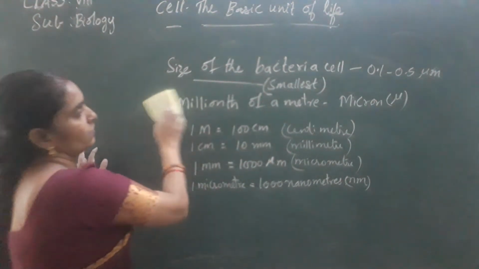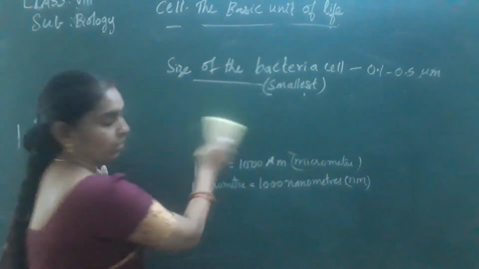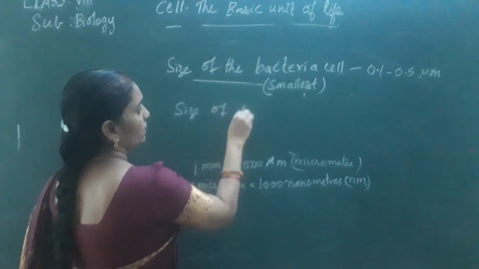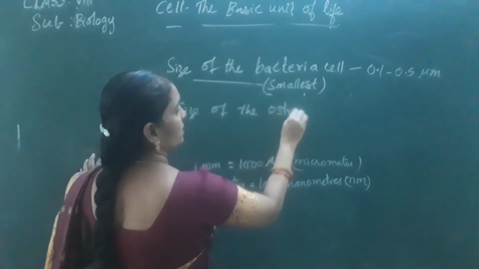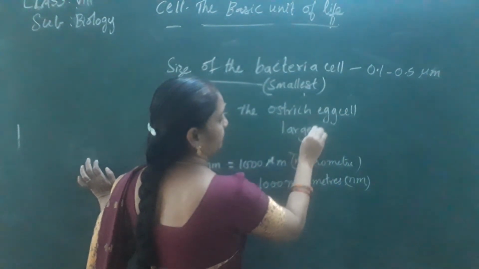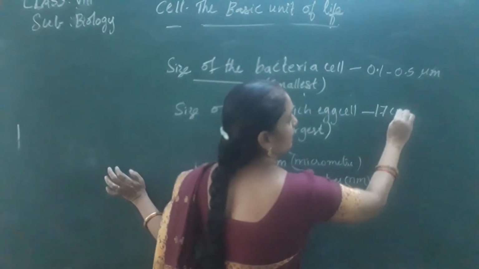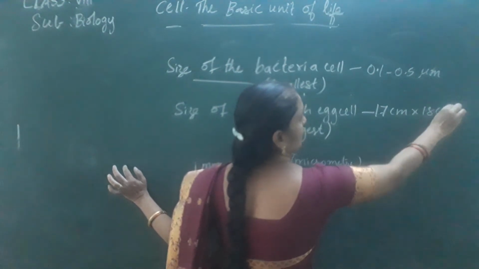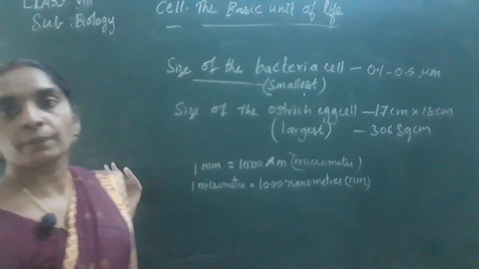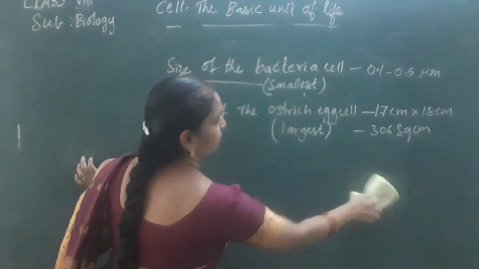And the largest one is the ostrich egg. The size of the ostrich egg cell, it is the largest one. It ranges between 17 centimeters by 18 centimeters, that is approximately 306 square centimeters. So that's the range of the ostrich egg.